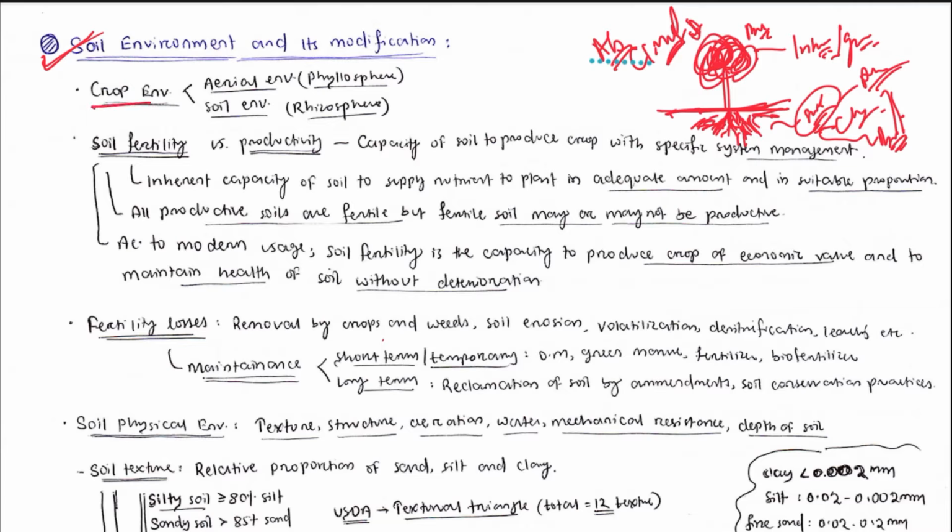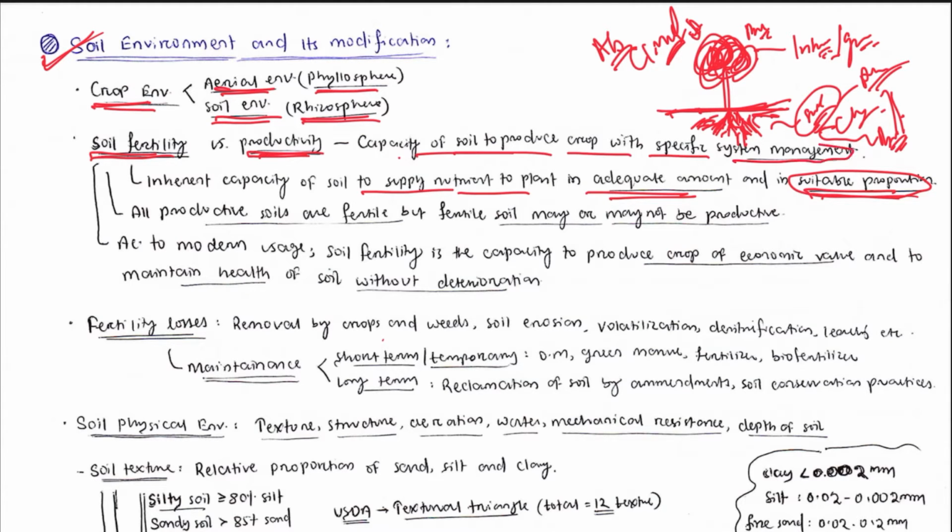Now, the same thing we have already discussed: the crop environment, that is the aerial environment or phyllosphere environment, and the soil environment, also known as the rhizospheric environment or rhizosphere. Now, when we talk about soil fertility: soil fertility is the inherent capacity of the soil to supply nutrients to plants in adequate amount and in suitable proportion. It's not only about adequate amount; it should have the capacity to provide the nutrients in suitable proportion as well. But productivity is the capacity of soil to produce the crop with specific system management.